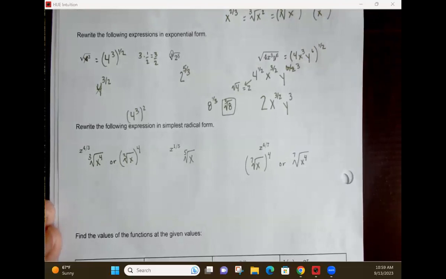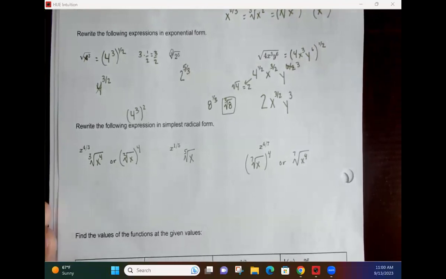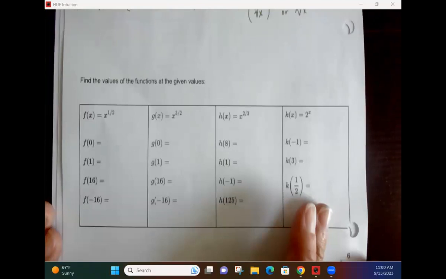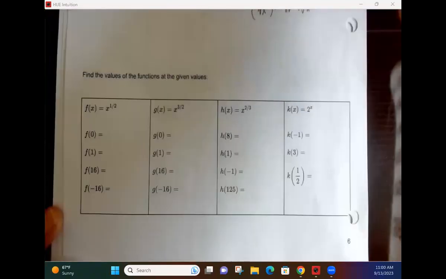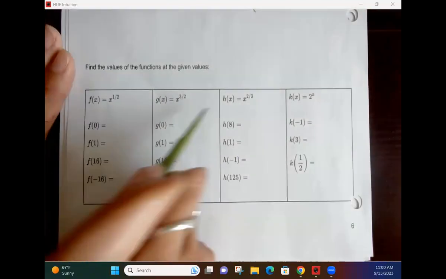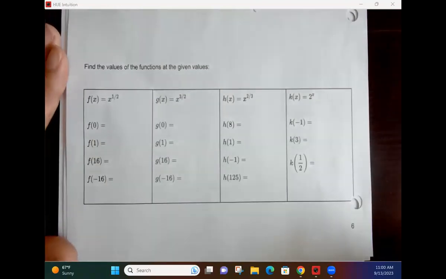Questions for me so far? Okay. Now let's do some practice evaluating with our rational exponents. So I've got a few different functions here.